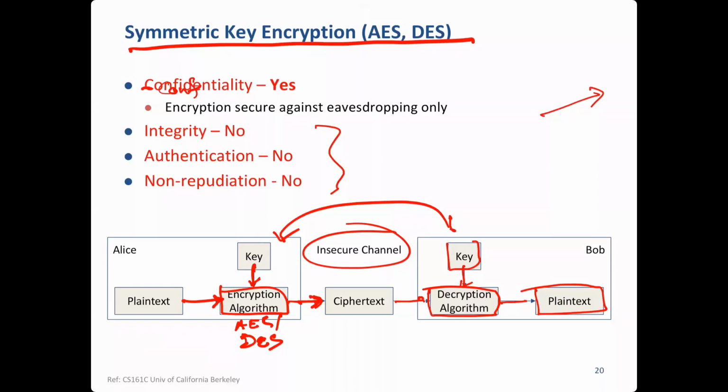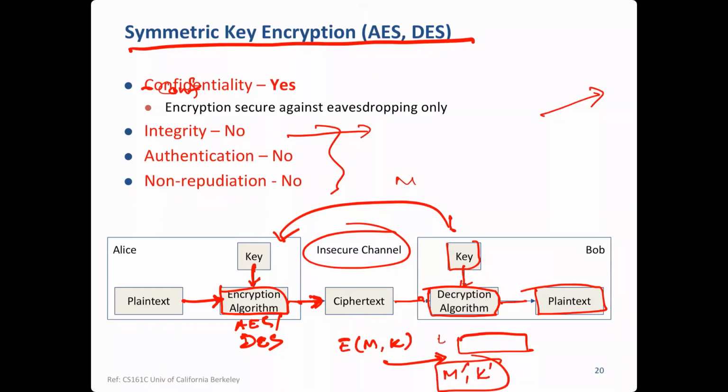Okay. Why no integrity? Mallory can do a man in the middle attack, because what we are sending is only the encrypted version of M that uses key K, and Mallory simply changes whatever she wants. She changes it to M dash, generates something using some key K dash, creates the ciphertext and sends it to the other end, and Bob will never come to know that something has changed. So it means that it does not have integrity and also authentication. Non-repudiation anyway, because it is a symmetric key type, so we cannot have non-repudiation.